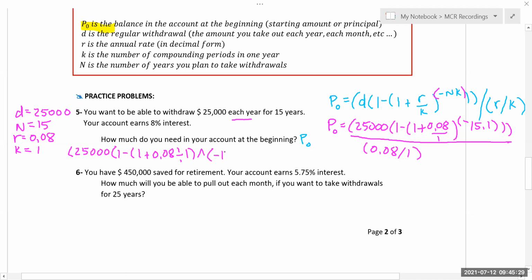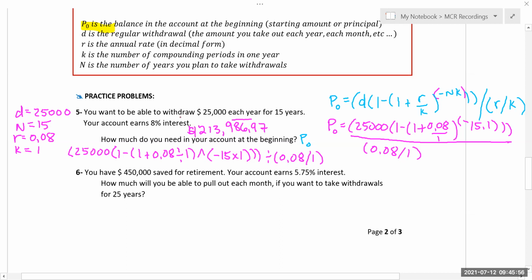Caret symbol, negative 15 times 1. Close, 1, 2, 3. 1, 2, 3. And then divided by the 0.08 divided by 1. And that'll tell you that the amount you need is 213,986.97.